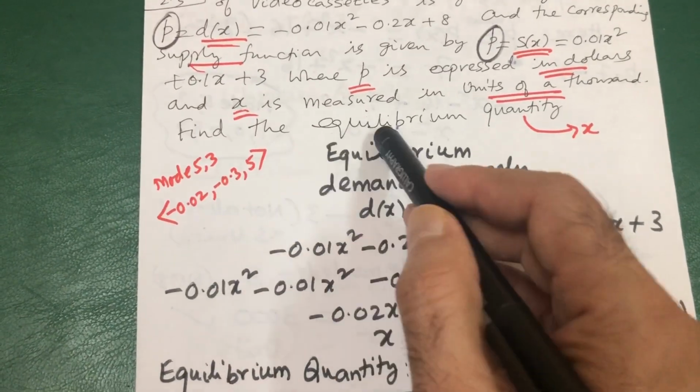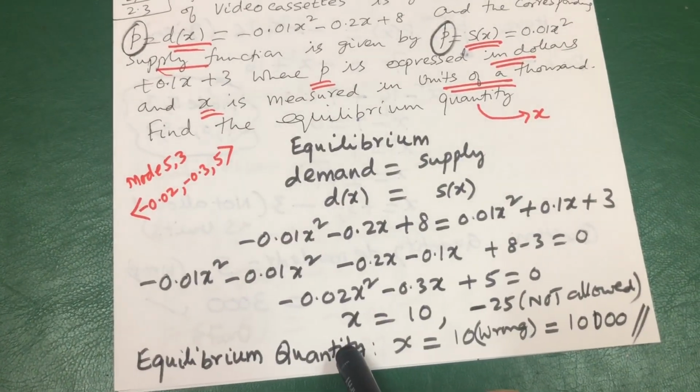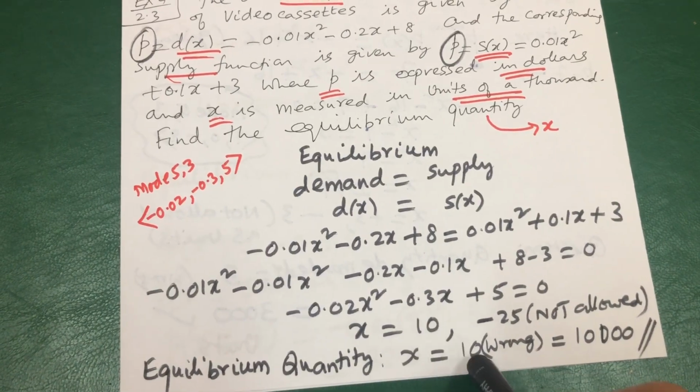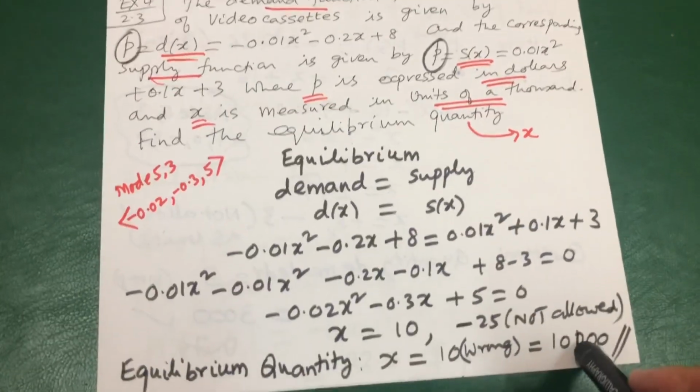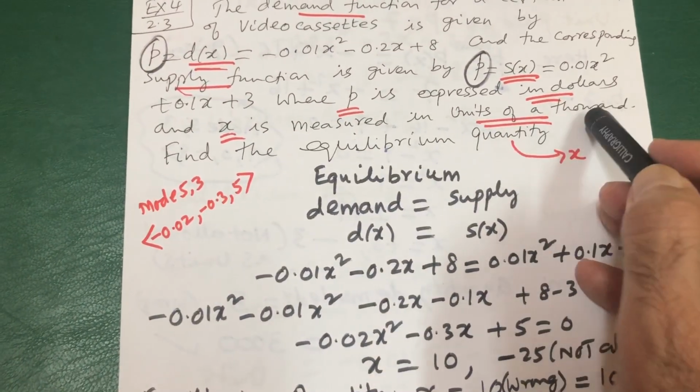So what is the question? Find the equilibrium quantity. Equilibrium quantity is x, which means 10. If you write 10, it is wrong. You have to write 10,000 because the answer is in thousands. The answer is in thousands, so you have to write 10,000.